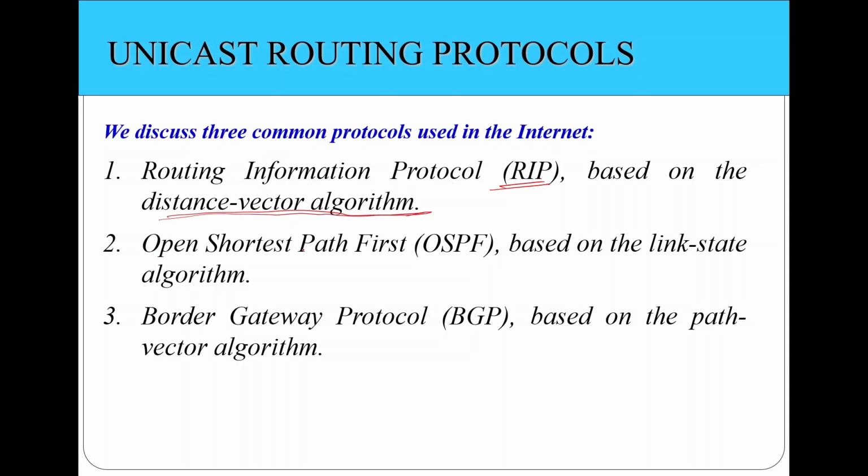After that, open shortest path first, that is OSPF. It is based on the link state algorithm. This also we are going to talk about today. And the last one is the border gateway protocol, BGP. It is based on the path vector algorithm. Among these, the important one I can tell is the distance vector algorithm.